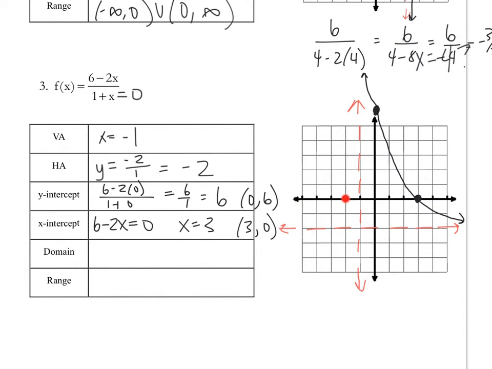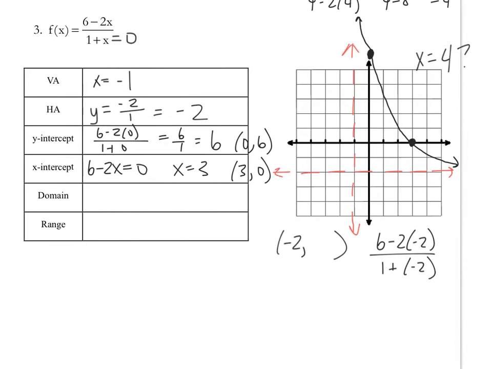I think I'll do -2. You could also do -3, -4, -5. I'm going to do -2. So I need to figure out what happens when I plug in -2 to my equation. That means 6 minus 2 times -2 and 1 plus -2. So when I complete that, I get 6 plus 4, which is 10, and 1 plus -2, which is -1. So -2, -10. That's not really on my graph, so I could do the same thing for -3.